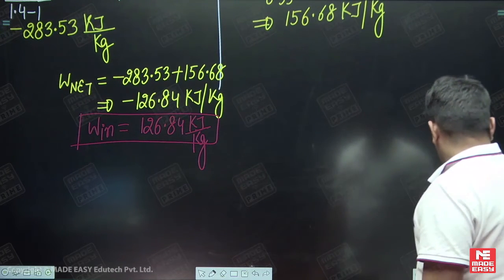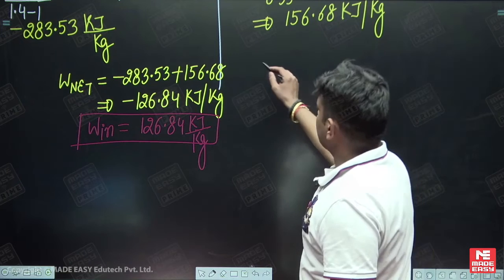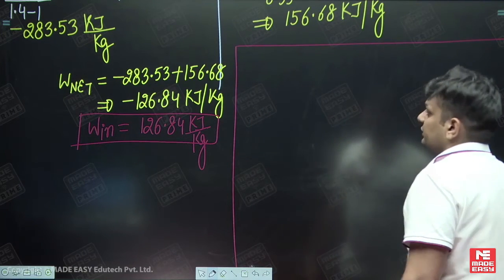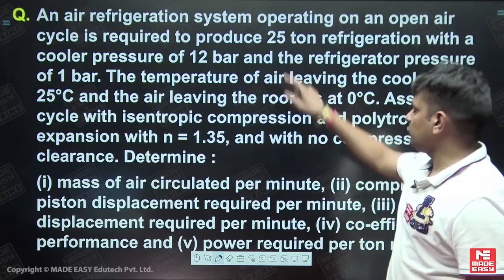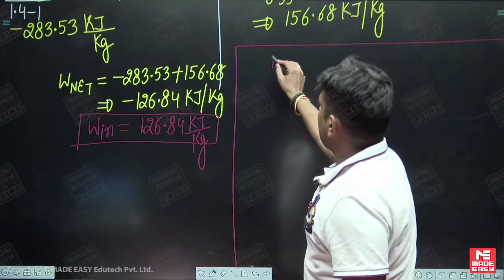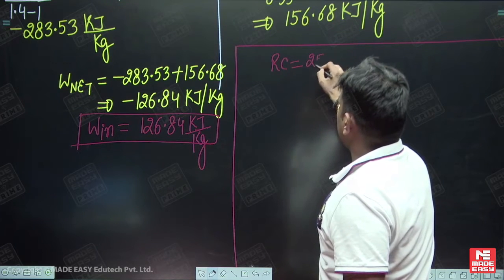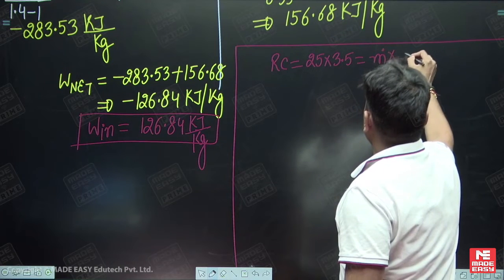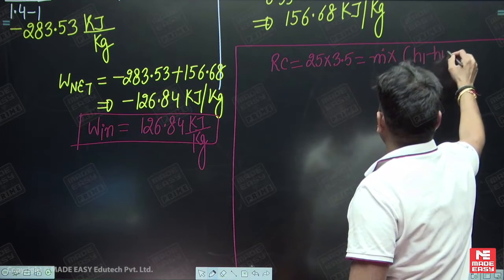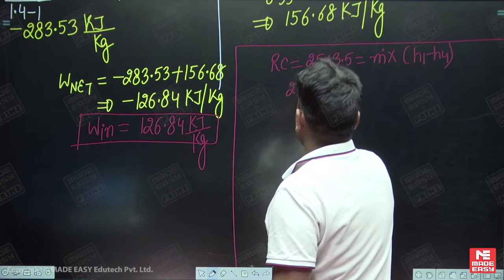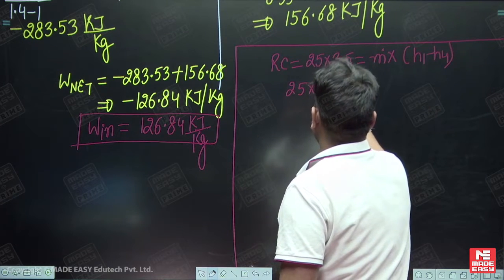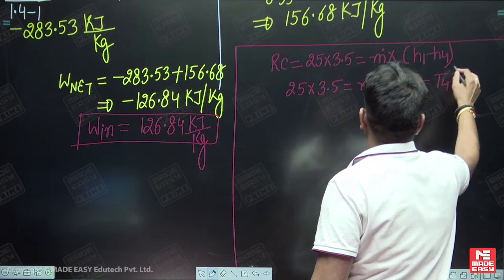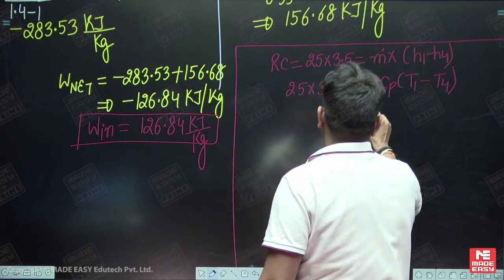Now we need the value of mass flow rate. Okay, so how to calculate the mass flow rate? So in this question some data is given, RC 25 tons. Okay, so RC is given as 25 tons, 25 into 3.5 is equal to mass flow rate into refrigeration effect. Okay, or refrigerator. So 25 into 3.5 is equal to mass flow rate into Cp into T1 minus T4.